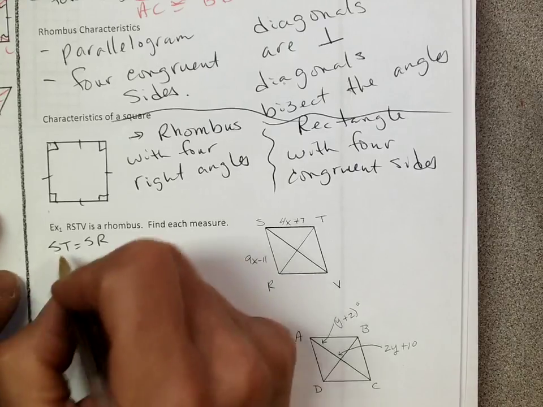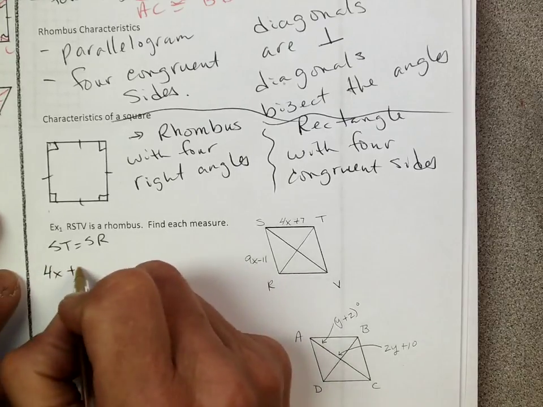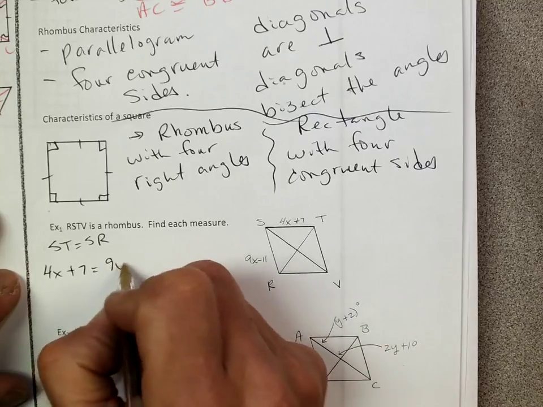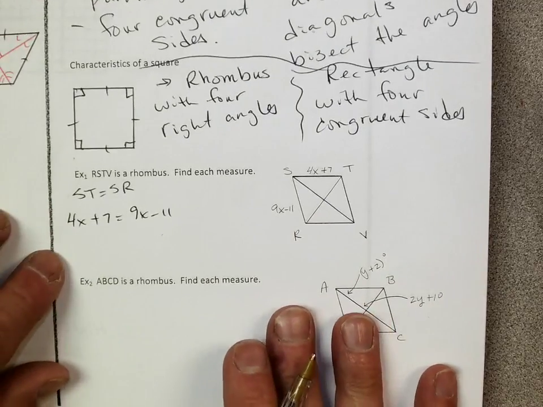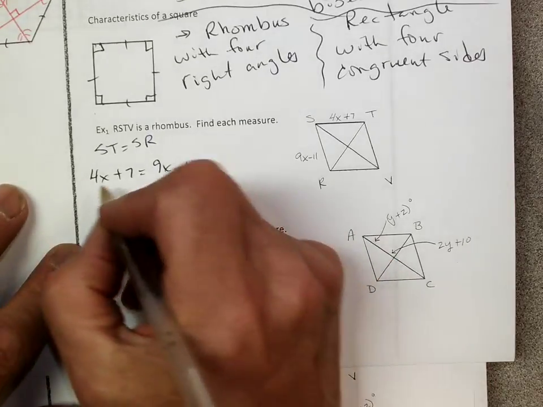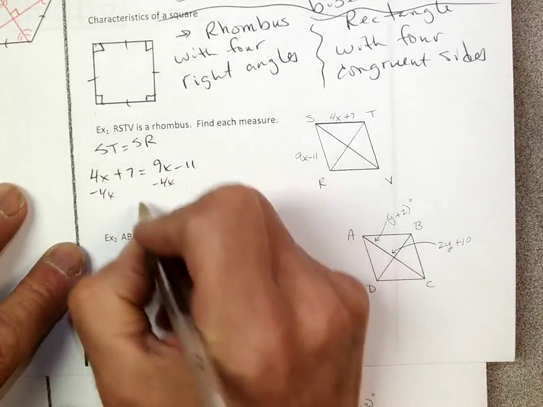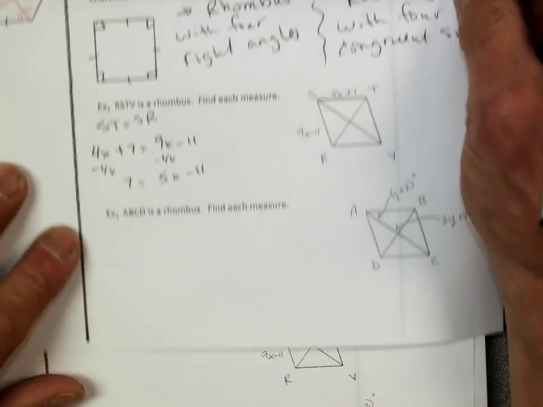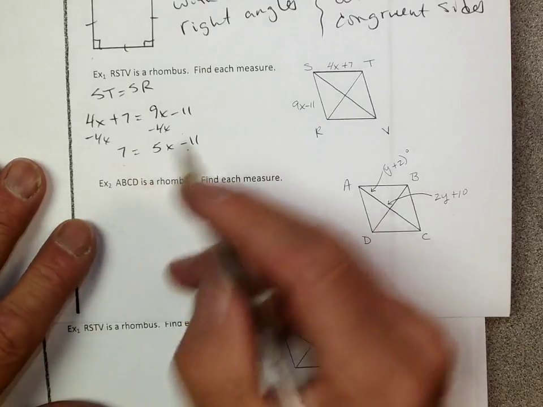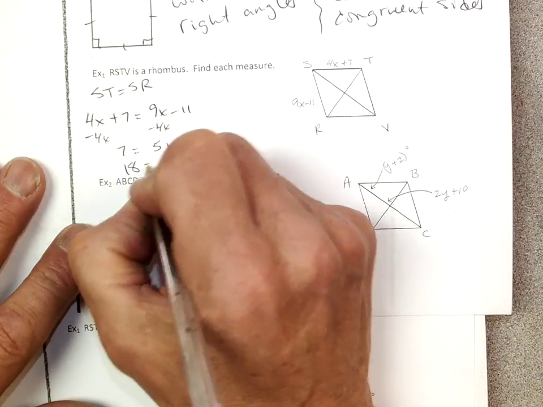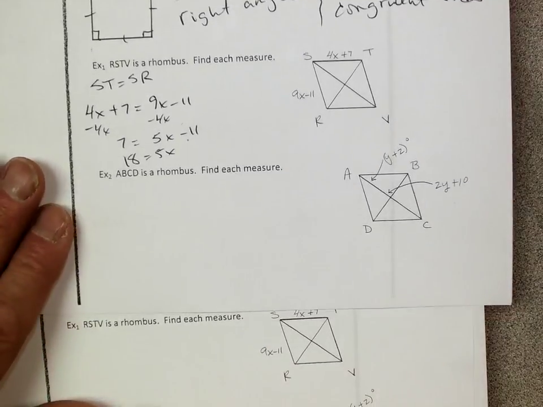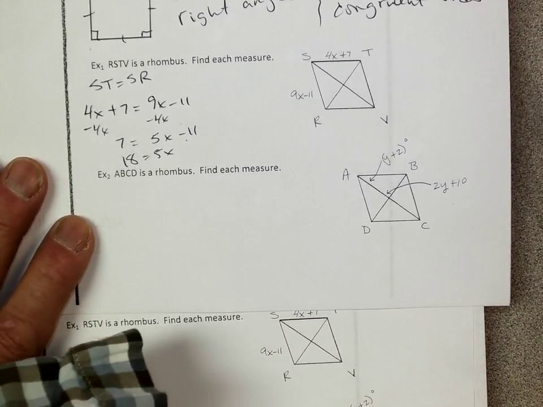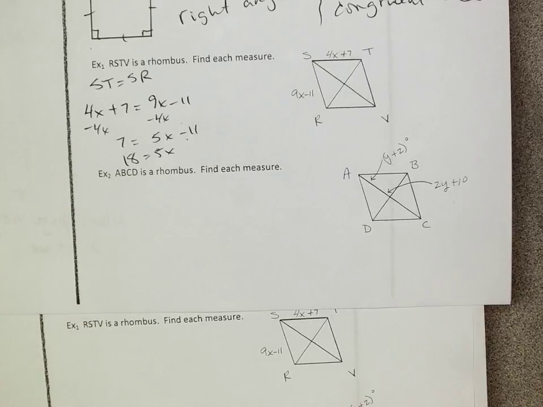So let's take our 4x plus 7 and set it equal to our 9x minus 11, right? And we'll just solve for x. Go minus 4x, minus 4x. 7 equals 5x minus 11, right? Plus 11, plus 11. So if I go plus 11 plus 11, I get 18 equals 5x. Divide by 5. Let's see, that's probably going to be 3.6, I'll bet. Let's see if my brain's any good today. 18 divided by 5. Yeah, 3.6.